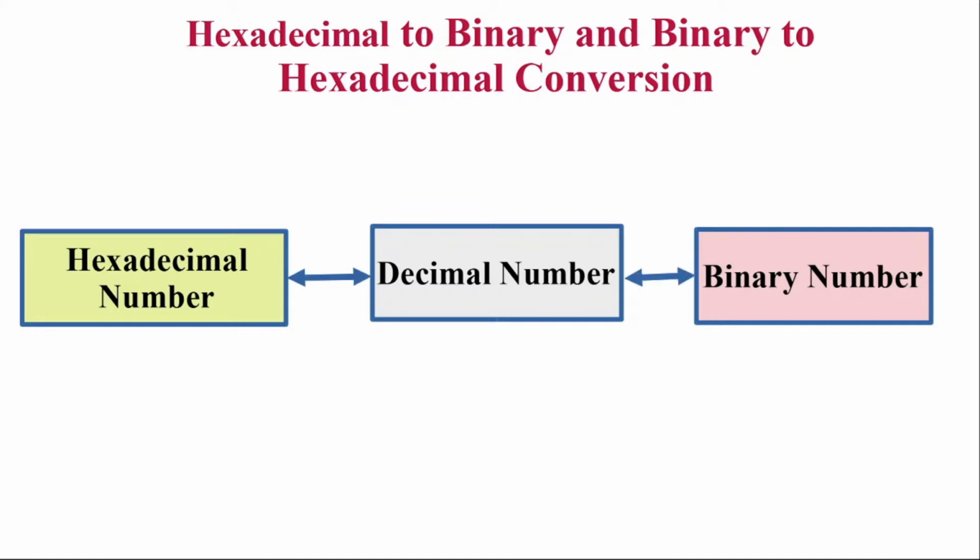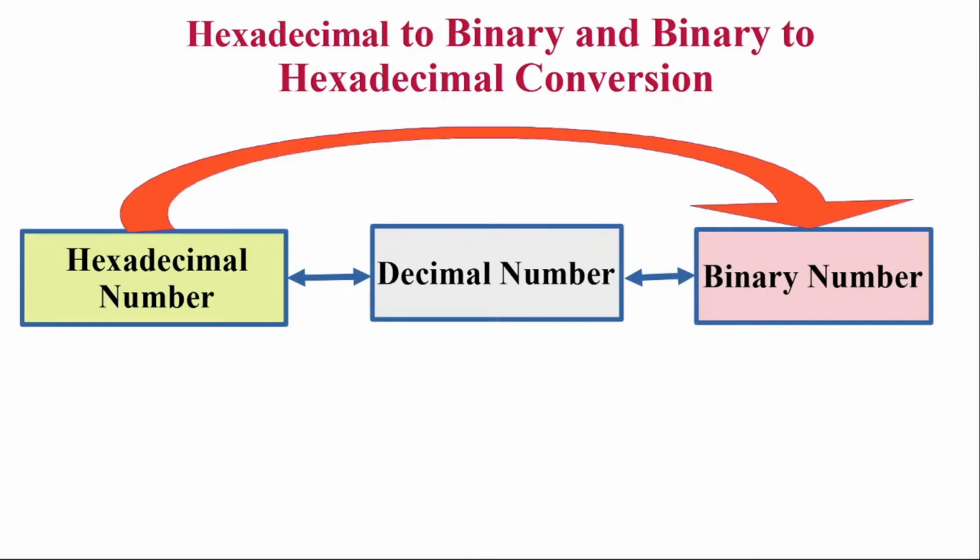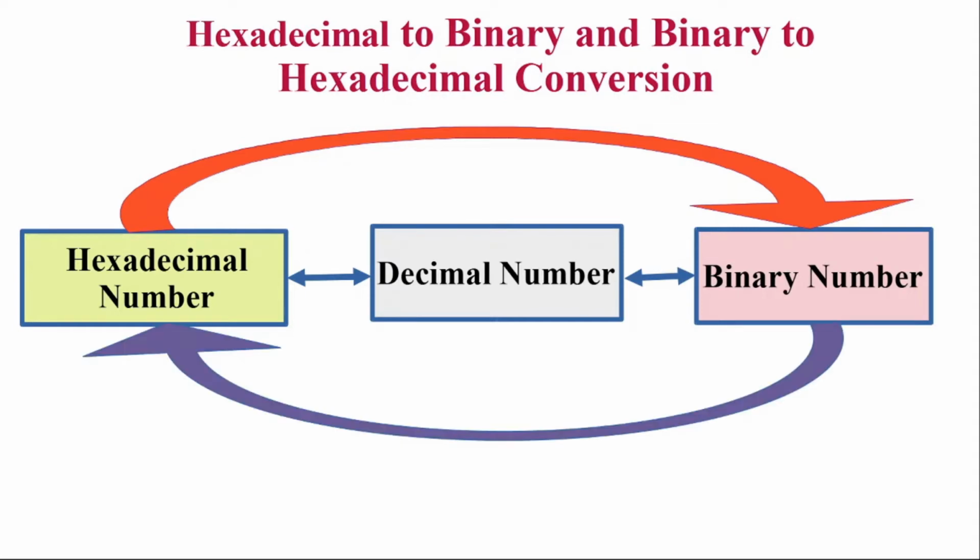Following this process, hexadecimal to binary conversion is possible, but it is a lengthy process. Today, we will discuss directly how we can convert any hexadecimal number into binary number. And in the next lecture, we will discuss how directly we can convert any binary number into hexadecimal number.